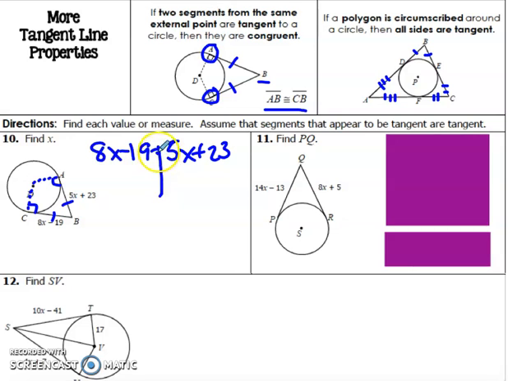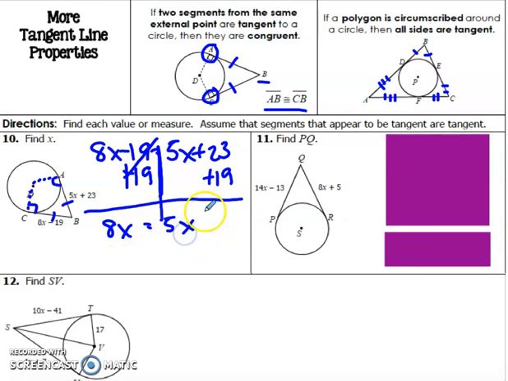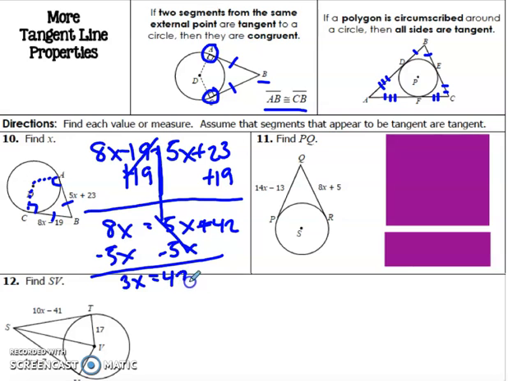So you can do this problem 4 ways correctly. I'm going to go with adding 19 to both sides. Drop down your 8x equals 5x, and I'm going to get 42. That is a plus. Now I'm going to move my x's to the left, so subtract 5x from both sides. My handwriting is terrible today. 3x is equal to 42. Divide by 3 on both sides, and you will get x is equal to 14.